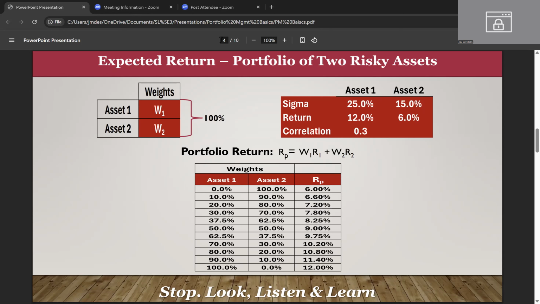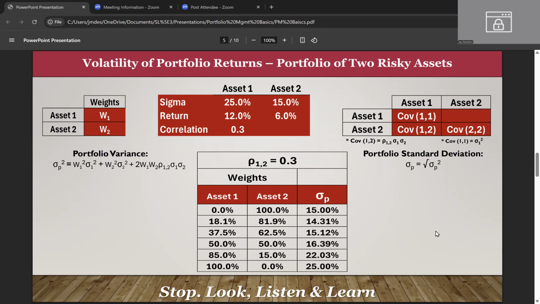And so really that's all that it is to it in terms of computing the return on a portfolio. And remember, the goal of portfolio management is to maximize the return on the portfolio while simultaneously minimizing the risk inherent in the portfolio. So now let's look at risk here.